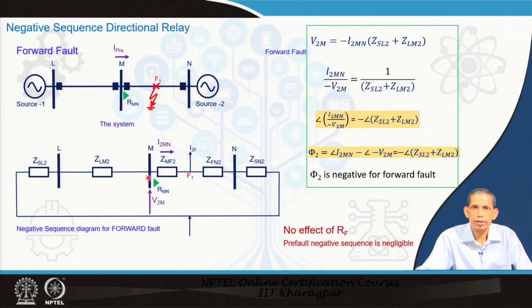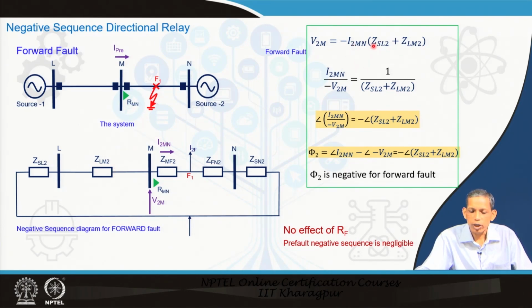the relay bus voltage negative sequence component V2m equals to the current flowing through this part. So, this part of current is I2mn, the relay current, negative sequence current through the relay. That means I2mn into ZSL2 plus I2mn ZLm2, negation of that is V2m. So, V2m equals to minus I2mn times ZSL2 for the source, plus ZLm2 for the line section. So, this is the relation.